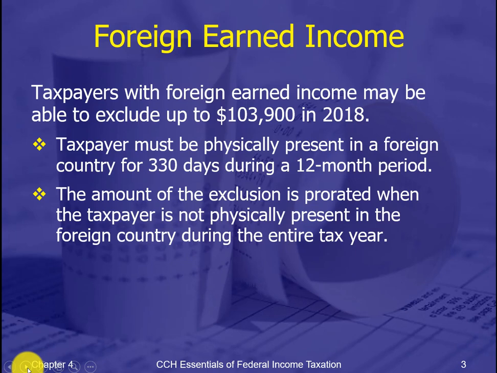They could qualify for this by being there the last 6 months of 2017 and the first 6 months of 2018. Something like that, okay? So it just needs to be some 12-month period that you are in that foreign country, 330 of those days. And then you prorate based on if you're not there the whole time. So if you're there for 340 days out of 365, you only get 340 365ths of the 103,900.